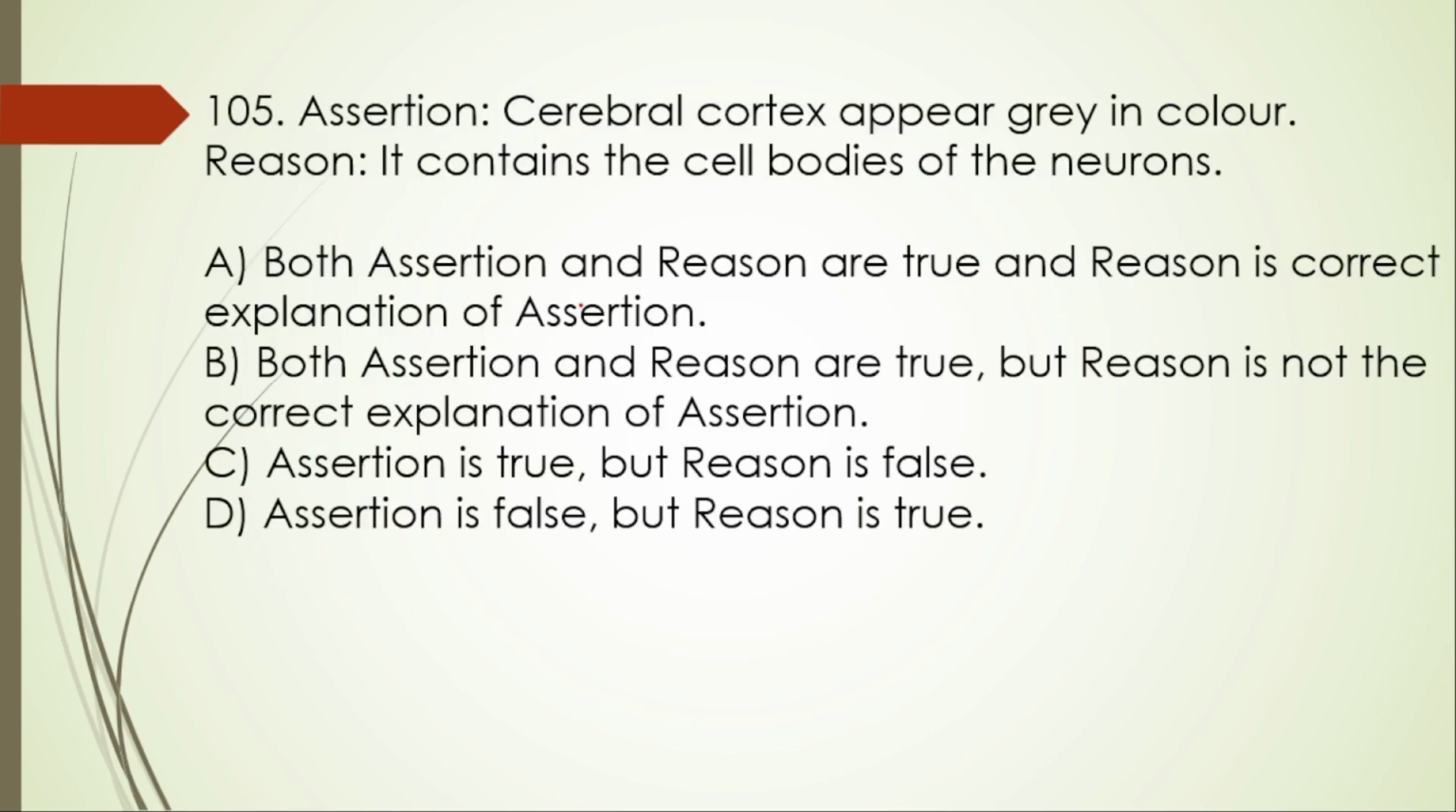So the next question, that is 105. Assertion and reason type of question. Here assertion is cerebral cortex appears grey in color. Yes, it's true. Reason, it contains the cell bodies of the neurons. This one is also true. So here the right option is option A.